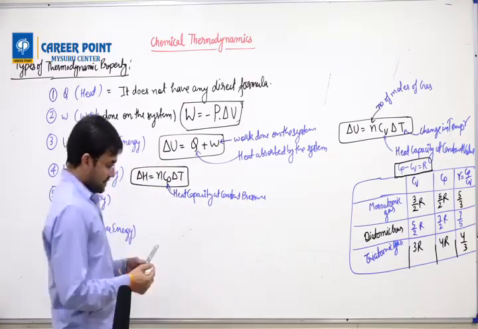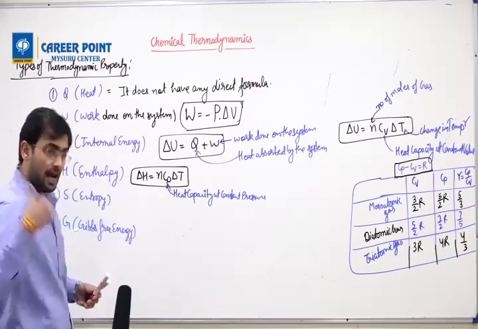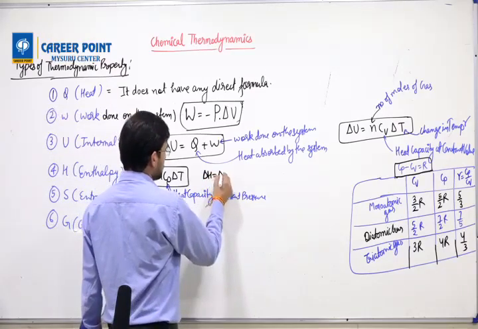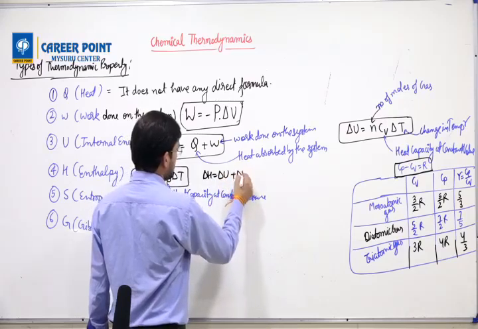So this is one formula. Delta H has one more formula. What is that formula? Delta H equals to delta U plus delta PV.